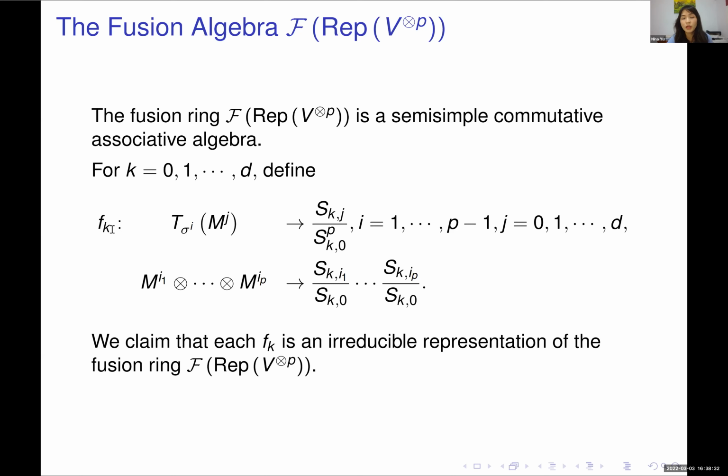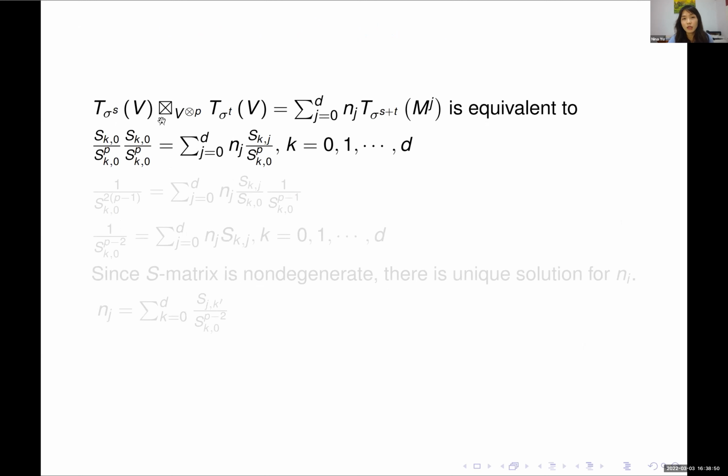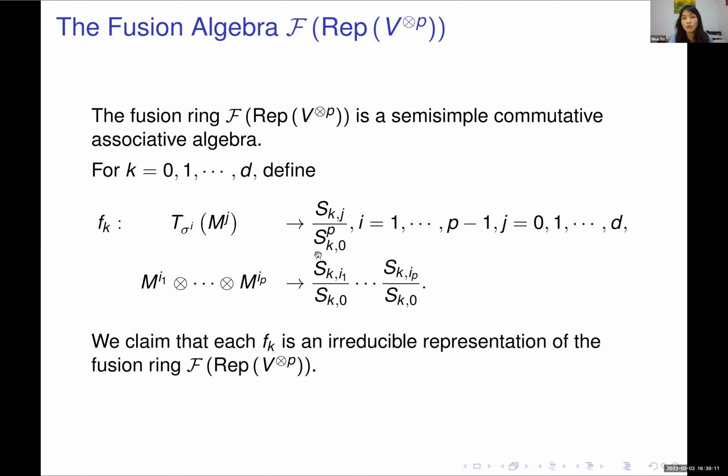When we say that this χ_K is an irreducible representation, that means when you consider the tensor products of the elements in this fusion ring, those χ_K should preserve the tensor product. So in particular, if we consider the tensor product of T_σ S_V and T_σ T_V, then if this χ_K is really a representation, it should preserve the tensor products here. And we say that this is mapped to T_σ S_V, it's mapped to this number. So that's the case J equals 0.